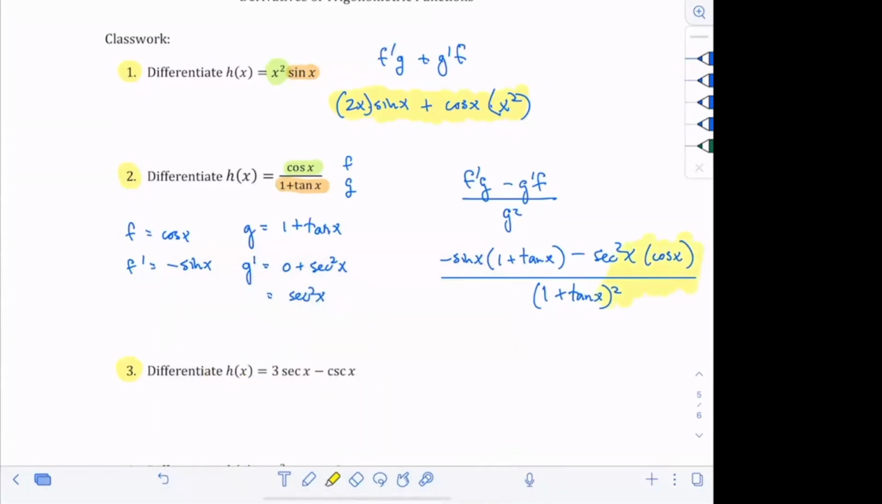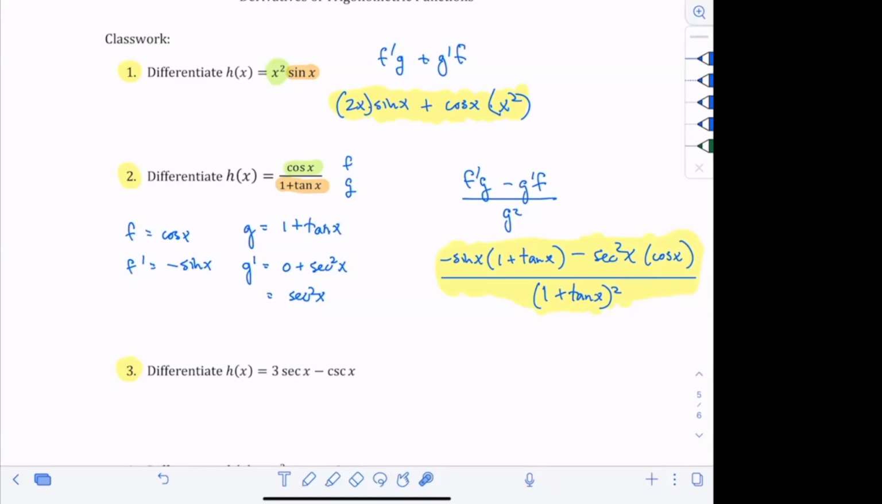Are there any questions about number 2? I just want to make sure about something. Yes. So for g prime, did you put 0 because 1 is a constant? That's right. Okay, thank you. You're welcome.